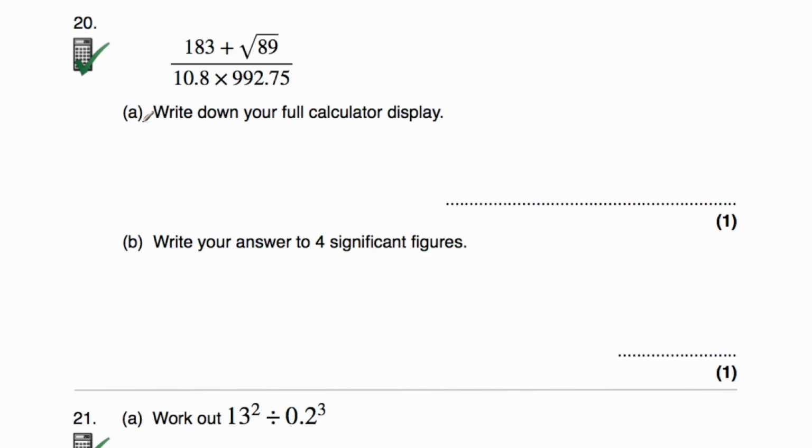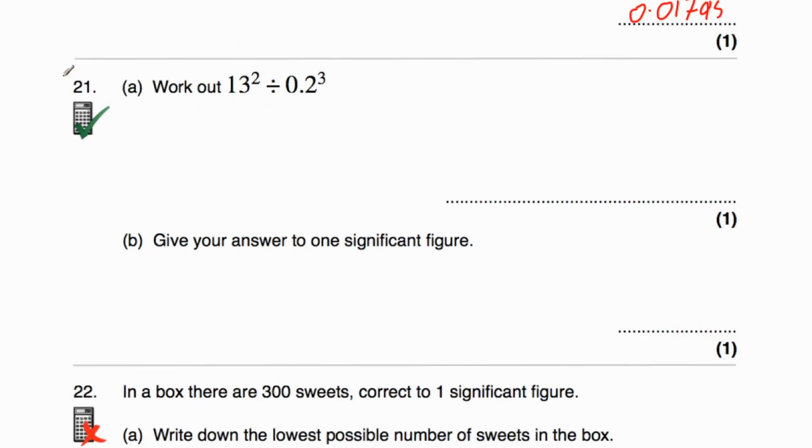Question number 20, we've got, again, a fraction, and we've got 183 plus the square root of 89. And on the denominator, 10.8 multiplied by 992.75. And whenever we work that out, we get an answer of 0.01794808483. And the question says to write our answer to four significant figures. So we've got 0.0, ignore those, and then we've got 1794. So the answer would be either 0.01794 or 0.01795. And the next digit is an 8, so we're going to round up, so the answer would be 0.01795. And that's it.